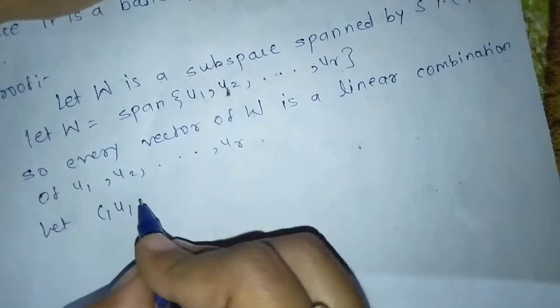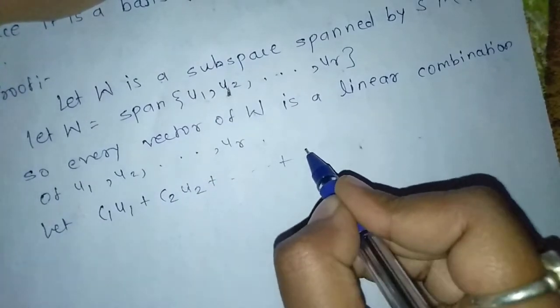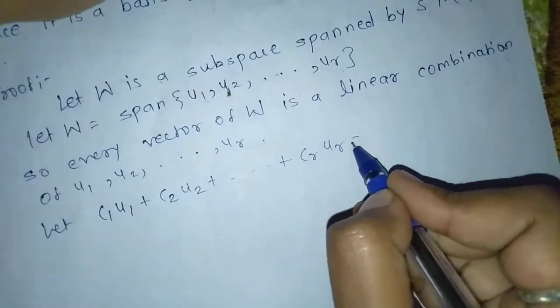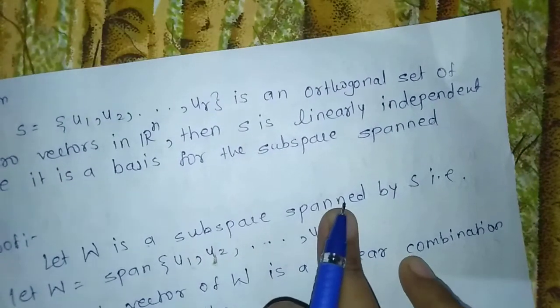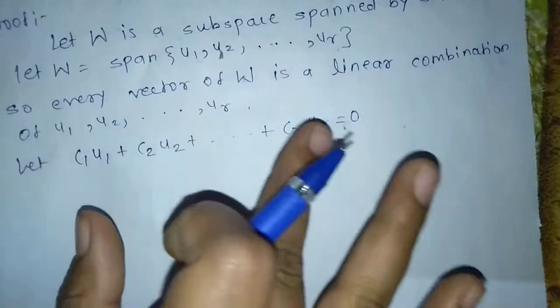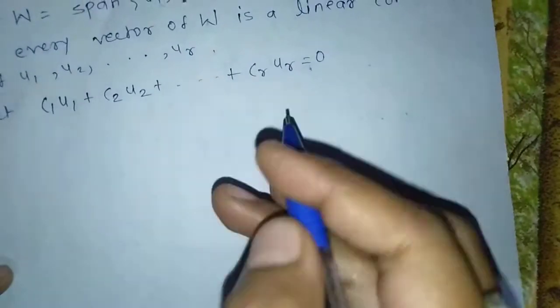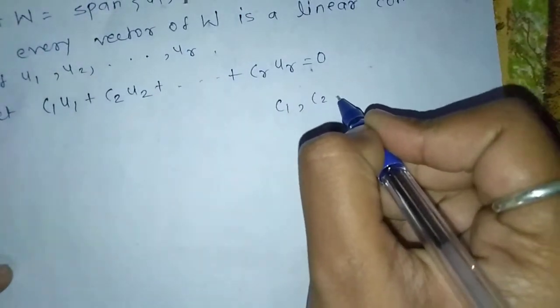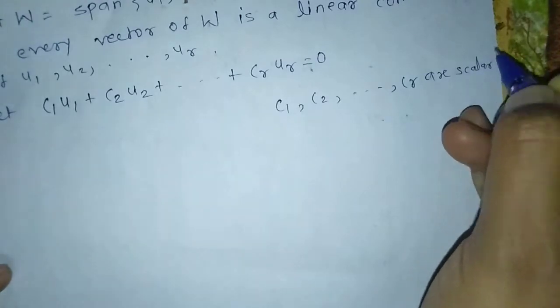Let c1 u1 plus c2 u2 plus and so on plus cr ur is equal to 0. Because here we want to show that S is linearly independent, that's why here we take a linear combination of u1, u2, ..., ur equal to 0, where c1, c2, ..., cr are scalars.